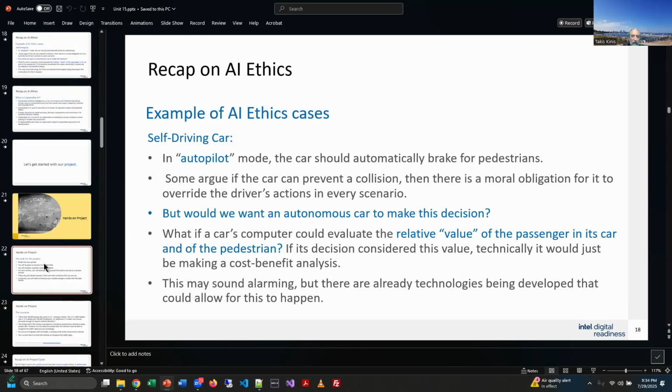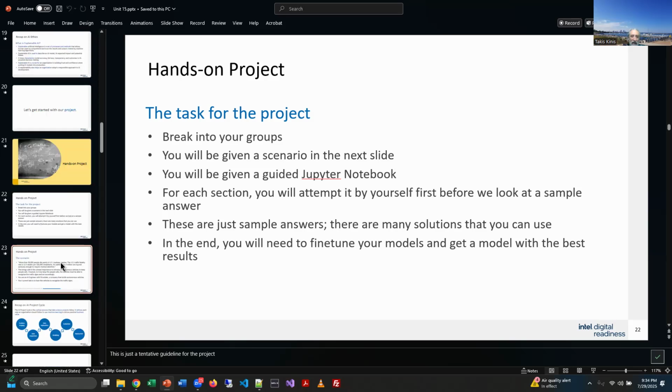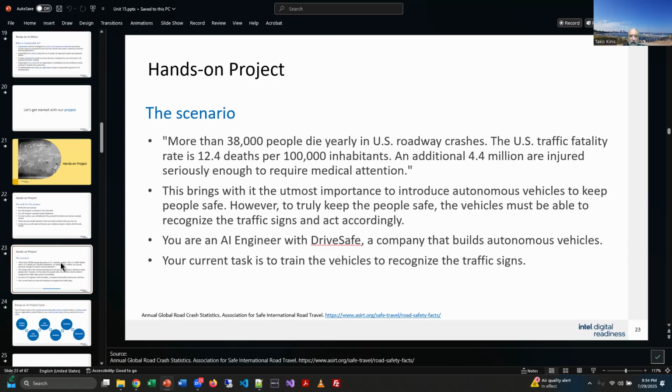Let's look at the scenario. The scenario on this one is this. It says more than 38,000 people die yearly on U.S. roadways. The U.S. traffic fatality rate is 12.4 deaths per 100,000 inhabitants, and an additional 4.4 million are injured seriously enough to require medical attention. Those are pretty astounding figures.